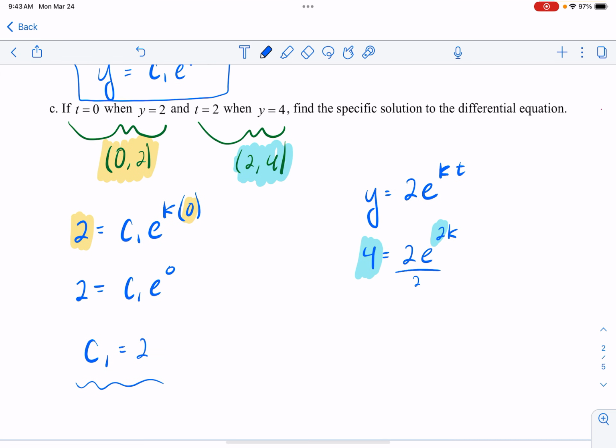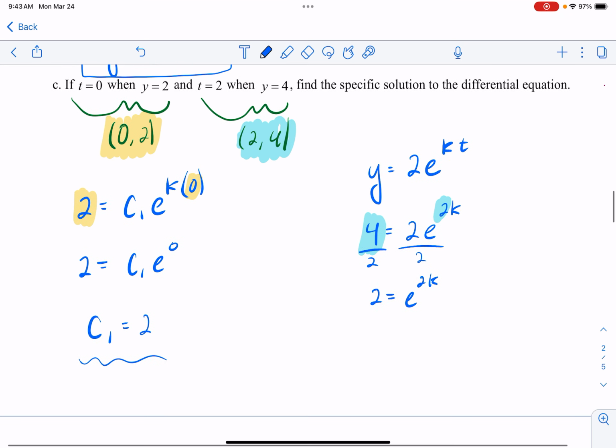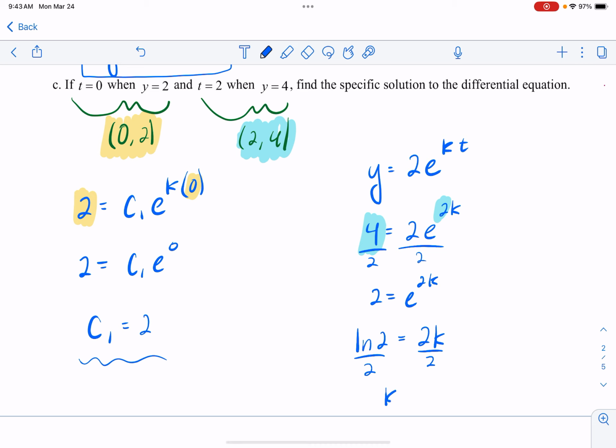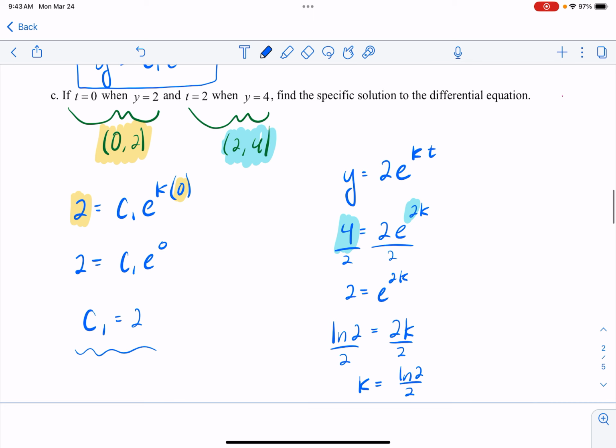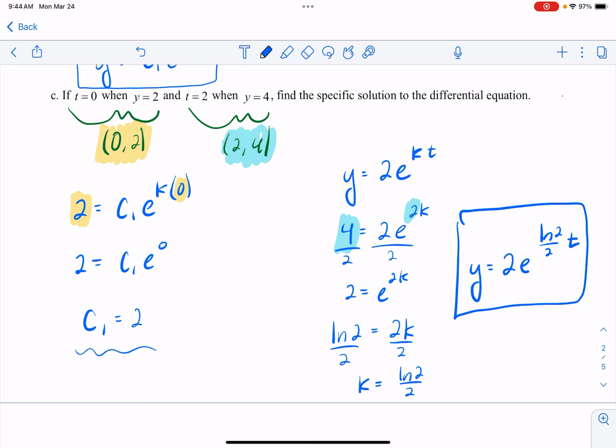So divide both sides by 2. We get 2 equals e to the 2k. To get rid of that e, we're going to take the natural log of both sides. So natural log of 2 equals 2k, and then divide by 2. So k is equal to the natural log of 2 divided by 2. So the particular solution that we just found to this differential equation, given these two initial conditions, is y equals 2e to the (natural log of 2 over 2)t. There is our answer. Okay?